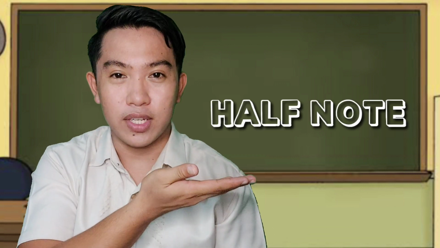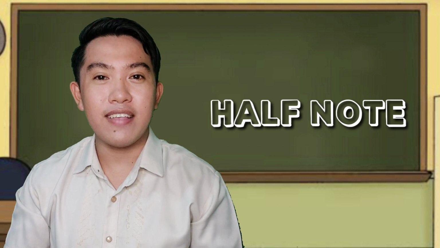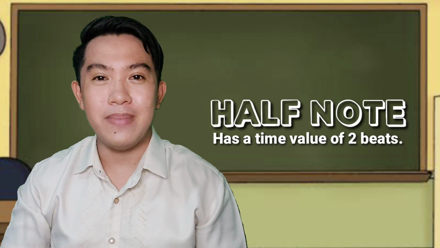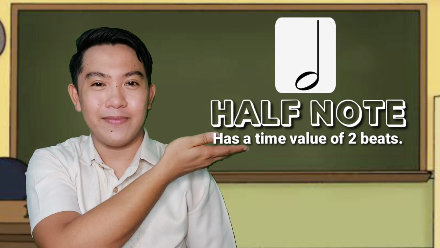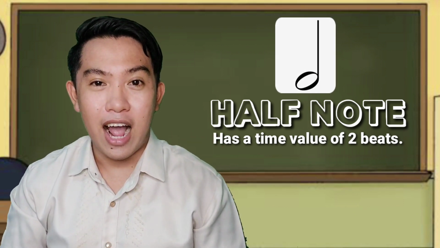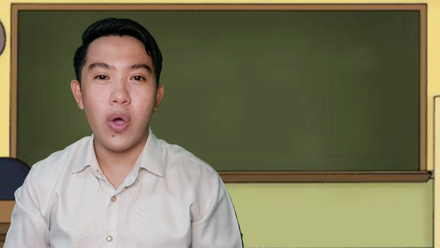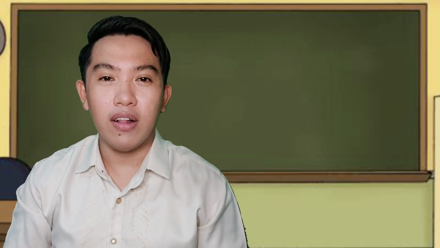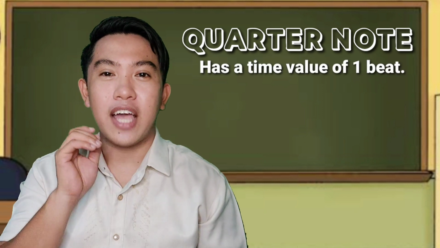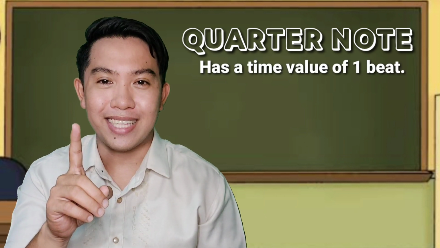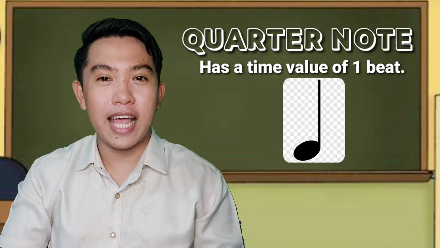Next kind of note is what we call half note. A half note has a time value of 2 beats. And it looks like this. Our next kind of note is what we call quarter note. Quarter note has a time value of 1 beat. And it looks like this.